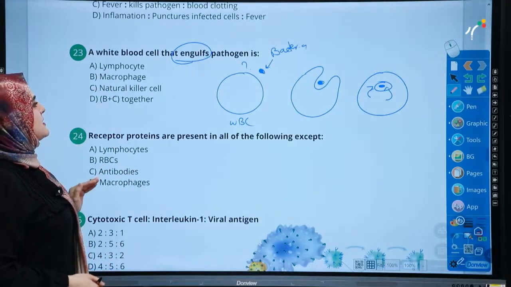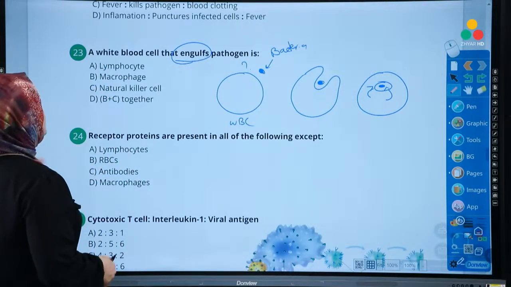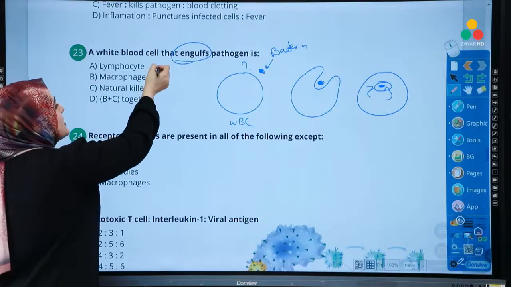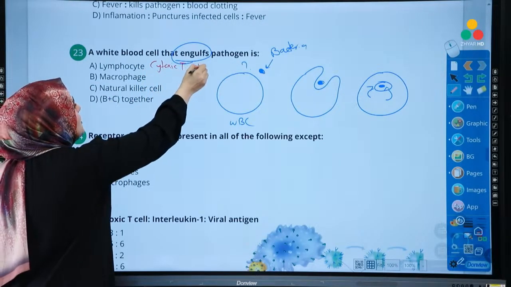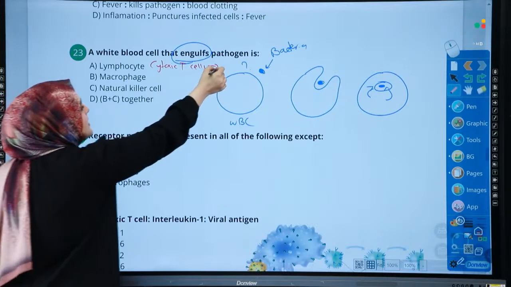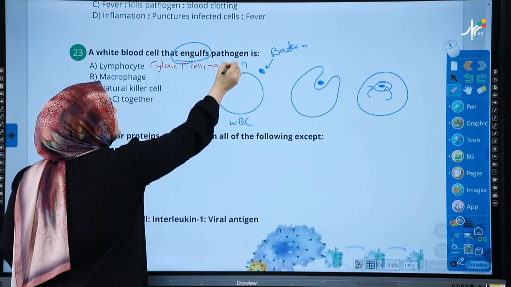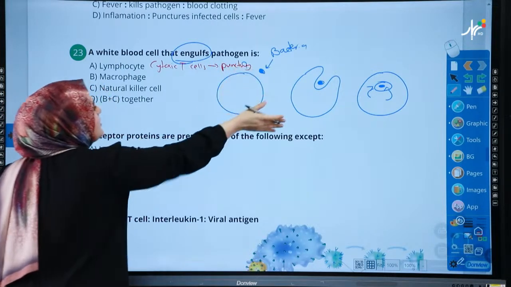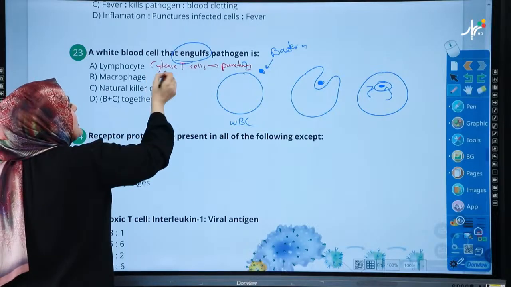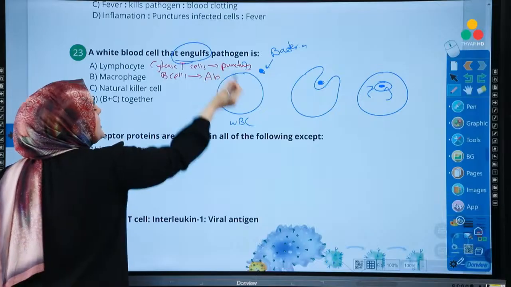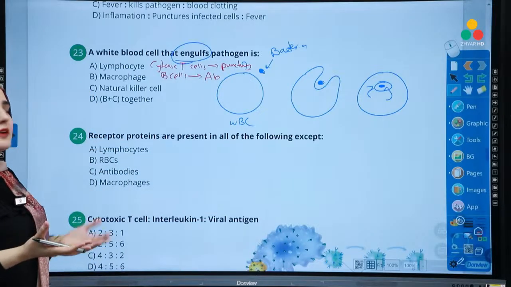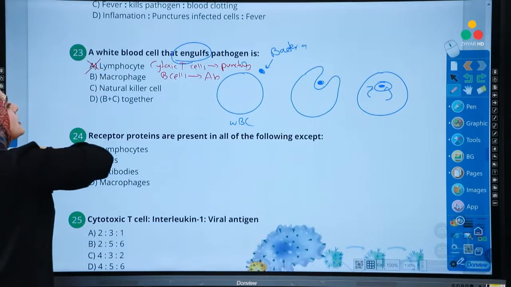Which one of these does that? Clearly, lymphocyte doesn't do that. Why? Because we have cytotoxic T cells, which create what? That is actually puncturing cells, not killing bacteria or engulfing it. And then we have B cells that create what? Antibody. It doesn't engulf. So lymphocyte is out.